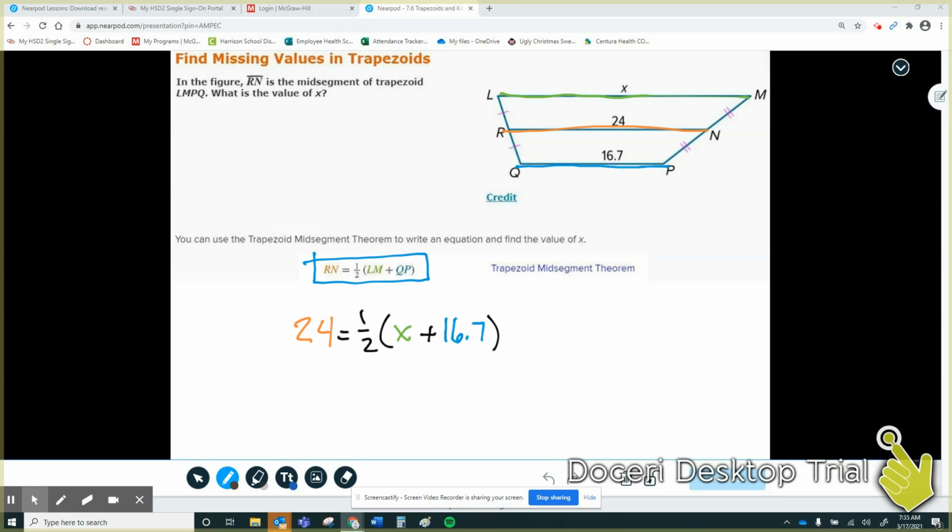In order to get rid of this 1/2 up front, which is effectively dividing by 2, I'm going to start off by multiplying both sides by 2. What that gives me is 48. The 2 and the 1/2 cancel each other out, and I get x plus 16.7. You could also say you divide by 1/2, but that will do the exact same thing as multiplying by 2.